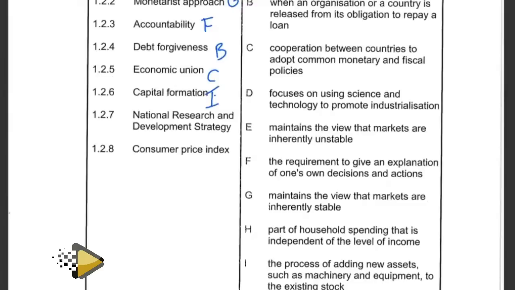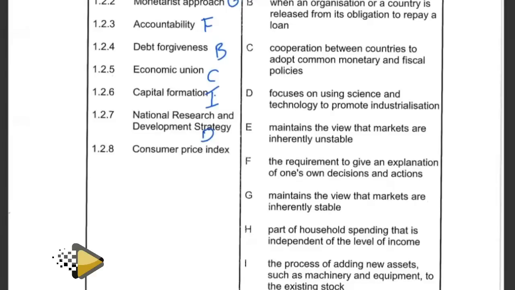Next question, we have 1.2.7 that reads as follows: national research and development strategy. If you check the list of options given, the appropriate answer in this regard is going to be D, because the national research and development strategy focuses on using science and technology so as to promote industrialization in South Africa.